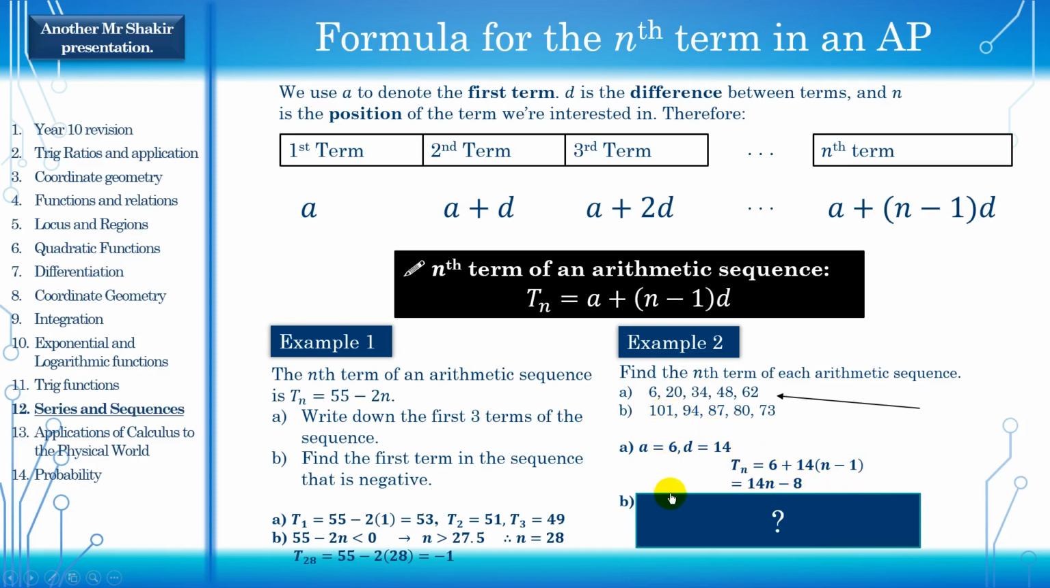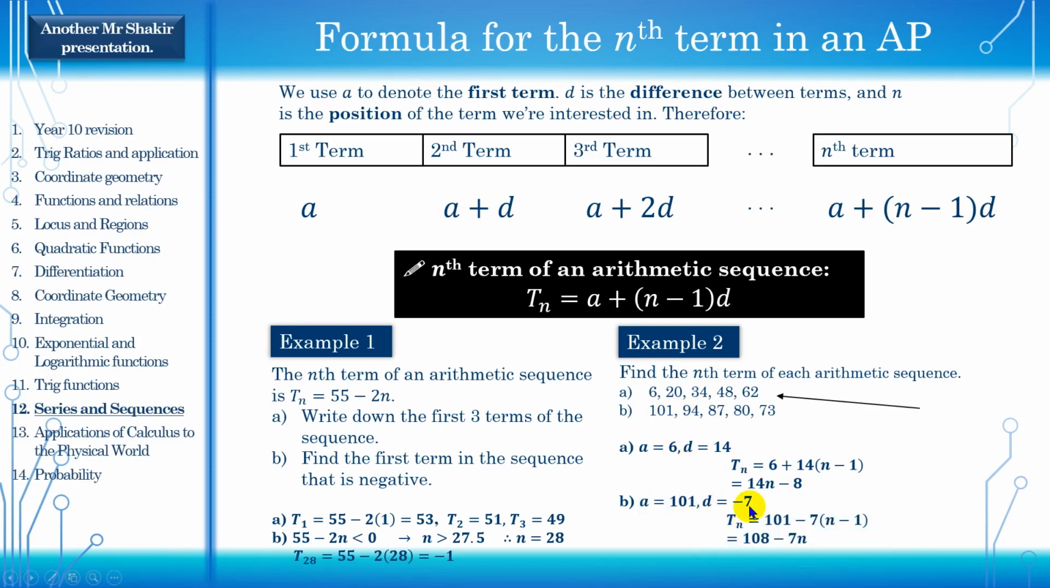Similarly over here, A is 101, and it is going downwards, the difference will be negative, right? And how much is it going at? 6 and 1, 7. Negative 7. So D is negative 7. Subbing these values of A and D into that formula, simplify, expand, and you get that.